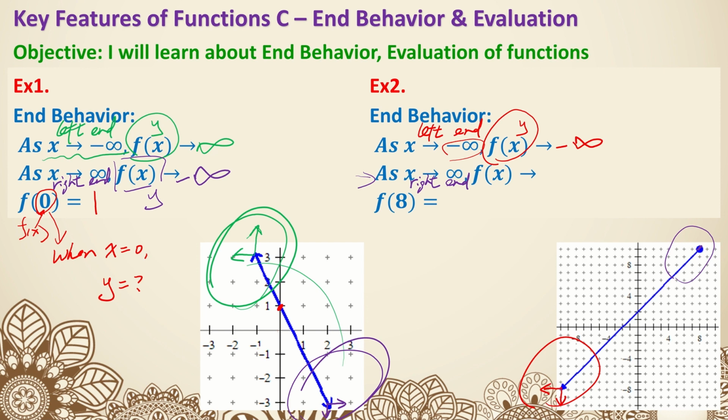My graph doesn't do that, which means I don't know what's happening at infinity, so the answer is not applicable, NA. And then f of 8. f of 8 means, again, when x equals 8, what is happening with my y? So when x is 8, which is right here, this is the point I'm looking at. The y value for that point is at 10. So f of 8 is 10.